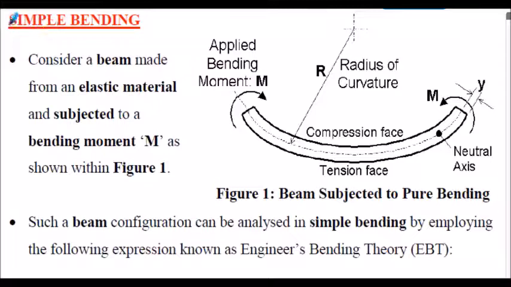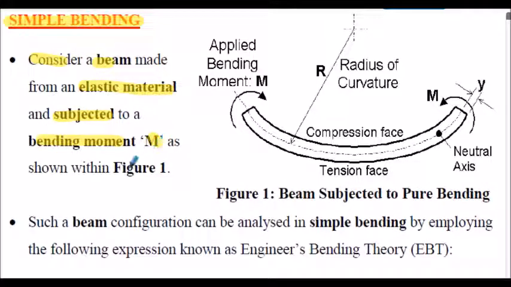Here's a brief presentation relating to simple bending and the sizing of beams. In a previous presentation, we considered simple bending and reviewed the engineer's bending theory. In this presentation, we're very slightly going to modify the application of the engineer's bending theory with the purpose of sizing I-section beams. So let's consider a beam made from elastic material and subject to a bending moment, capital M.